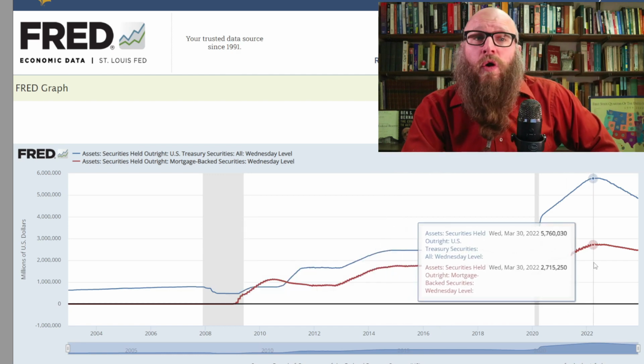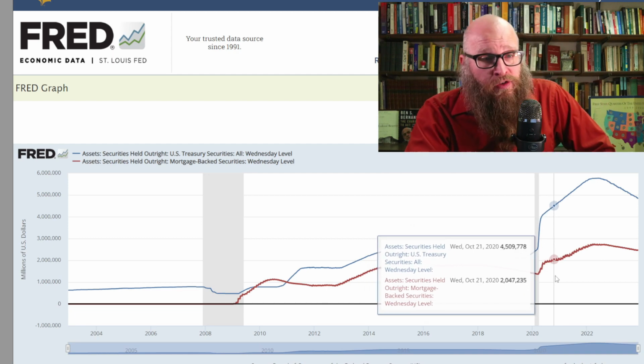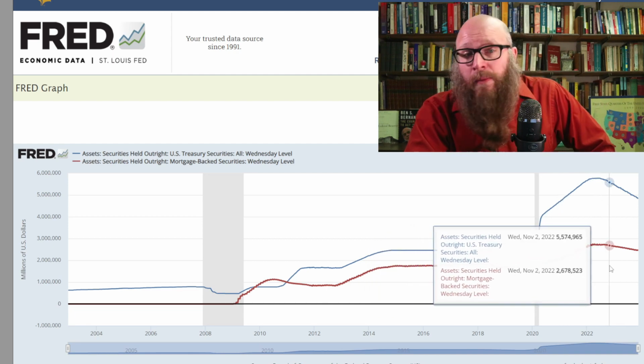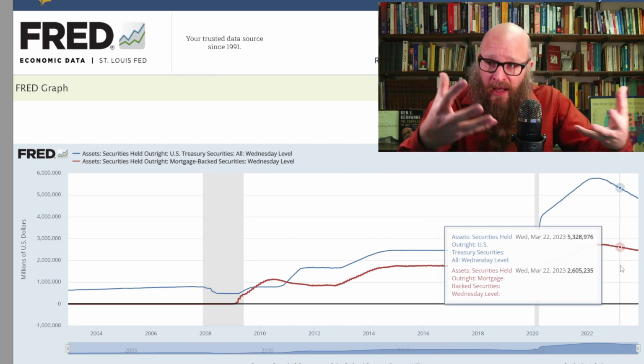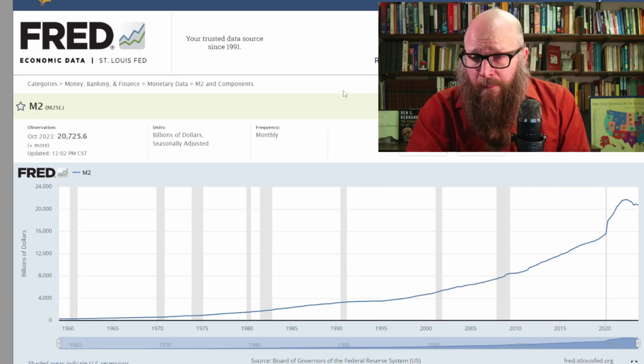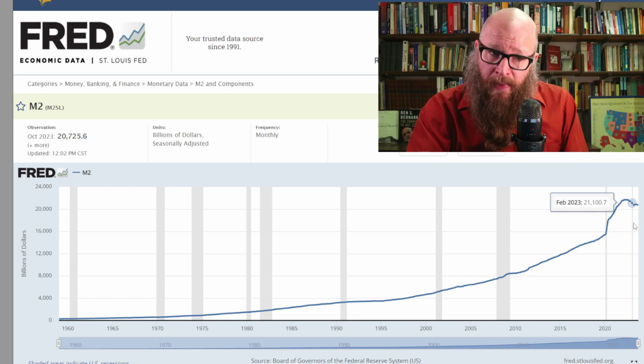And they did this to extraordinary levels following COVID to help make sure and prevent any financial crisis happening during that recession. In the period since, to fight inflation, they have been selling these assets, taking that cash out of the market. And what does that mean? A measure of the money supply shows that it went up post-COVID and has been coming down since.